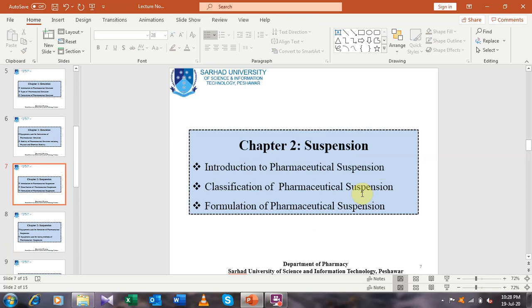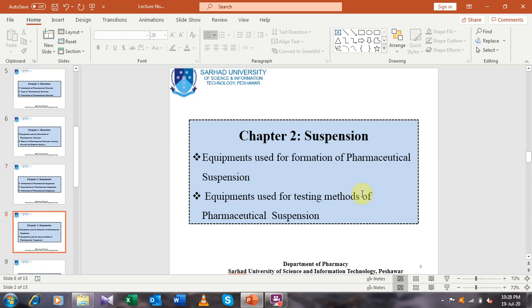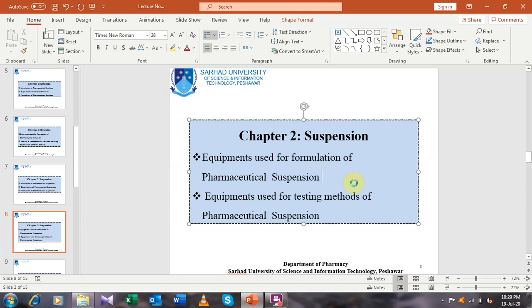And in the second chapter, entitled Pharmaceutical Suspension, we have discussed in detail the introduction to pharmaceutical suspension, classification of pharmaceutical suspension, pharmaceutical application and formulation of pharmaceutical suspension. In that particular chapter of suspension, we have also discussed the various equipment that is used for formulation of pharmaceutical suspension, as well as the equipment used for testing methods of pharmaceutical suspension.